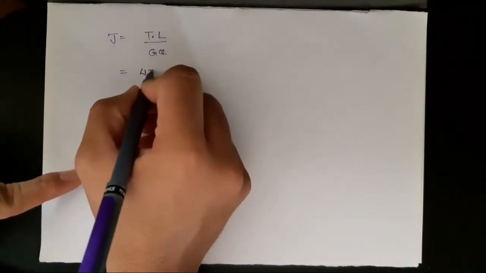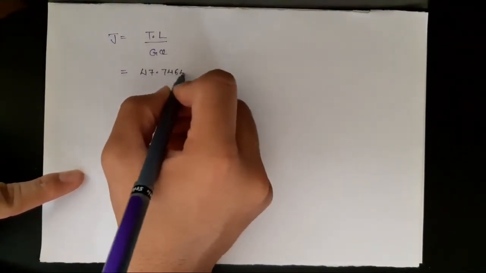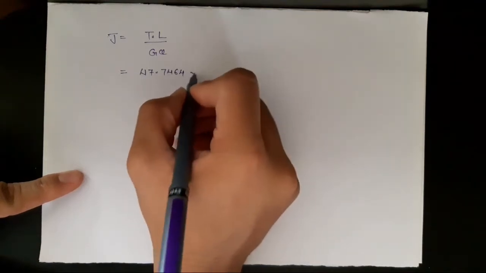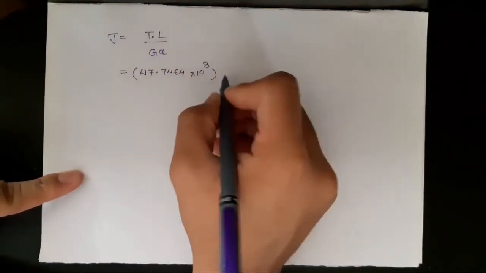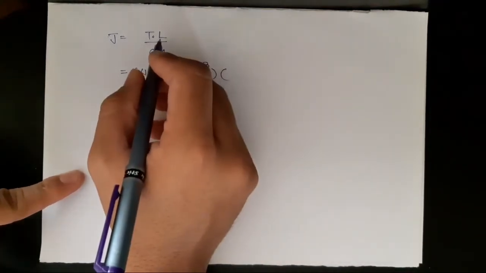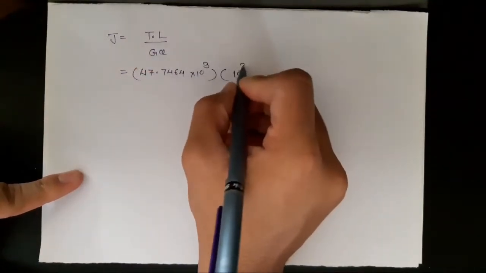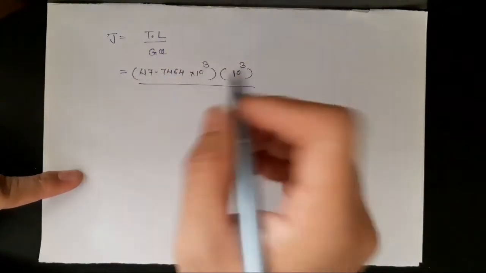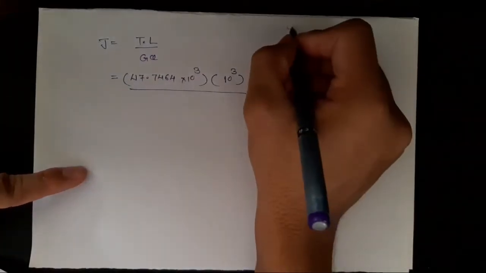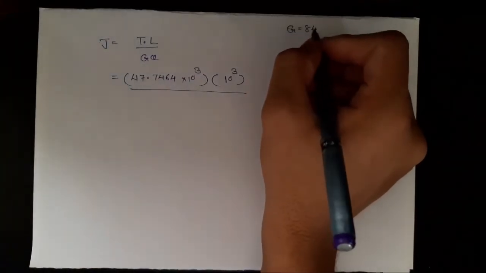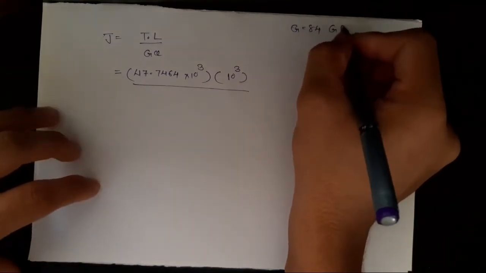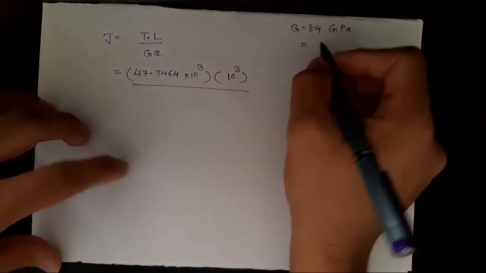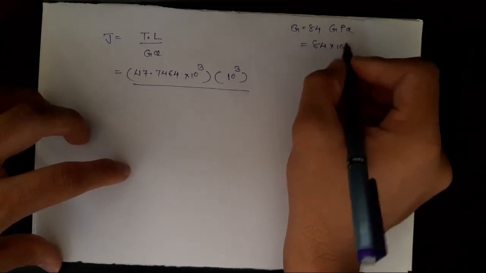What is T? T is 47.7464 into 10 raised to 3. What is the length of this spindle? That is 1 meter, and 1 meter equals 10 raised to 3 mm. Divided by G. What is G? G is in gigapascal, G equals 84 gigapascal, and gigapascal is 10 raised to 9, so 84 into 10 raised to 9.